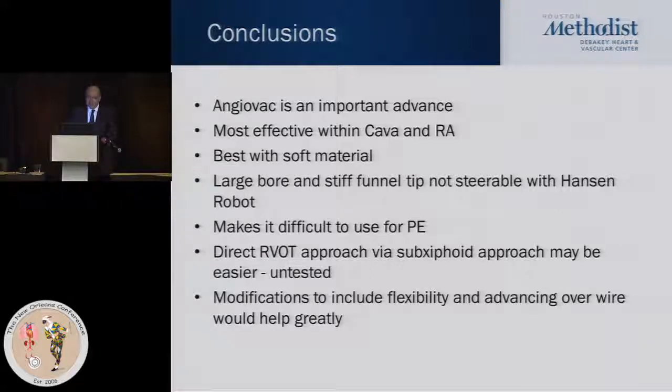It's best with soft material. It does have a large bore and a stiff funnel tip, which is not steerable, even with the Hansen robot, which we have at our institution. We tried on Monday to do this, and we were unsuccessful. It makes it difficult to use for PE because of that, but a direct right ventricular outflow tract approach may be easier, although it is untested in humans as yet. We've just done it in cadavers. I think greater flexibility of the tip and the ability to advance this over a wire would definitely help greatly.